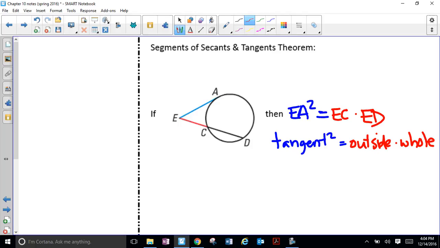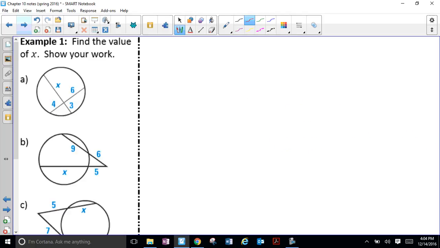So you take the tangent segment, square it, and that's the reason why it's squared is because the outside piece and the whole piece of the tangent is the same number. So you're still kind of doing outside times whole, but the tangent outside and the tangent whole is the same number. So tangent squared equals the outside of the secant EC in this picture times the whole secant ED in this picture. Okay. So go ahead and glue in the examples that look like this. And this is for section 10.6.